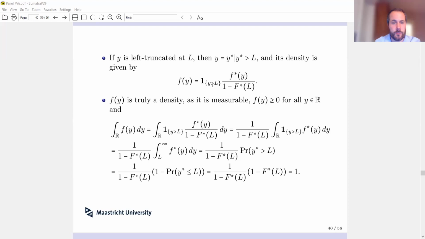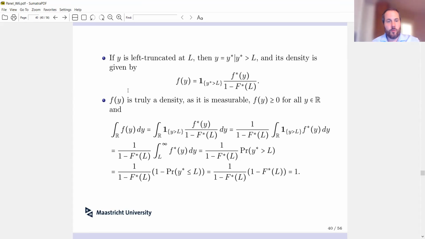One second. I have to look in my text file at the side. So I put here star, and then it should be right. Yeah, so it's going to be 0 whenever y star is less than L, and whenever it's bigger than L, it's basically this. It's the true density, but here you have to divide by some scaling factor, because all the mass that is to the left of L is going to move to the right. That's the intuition here.